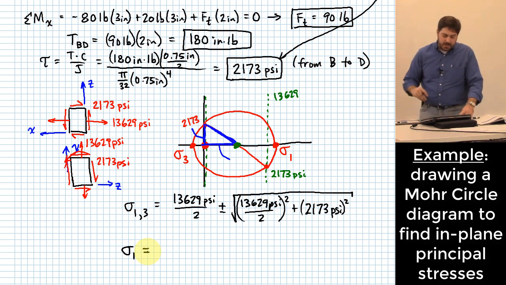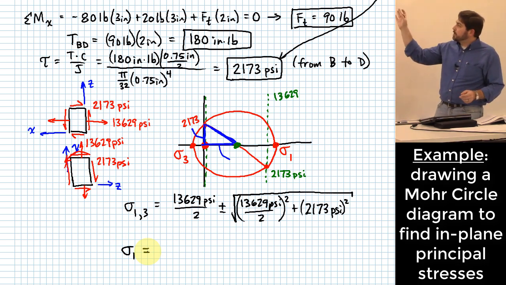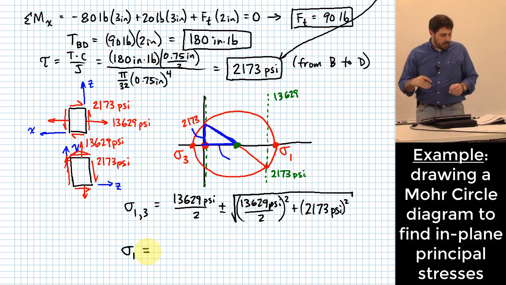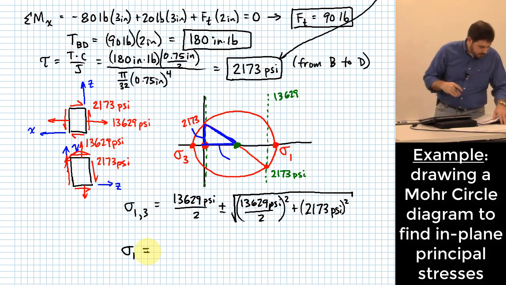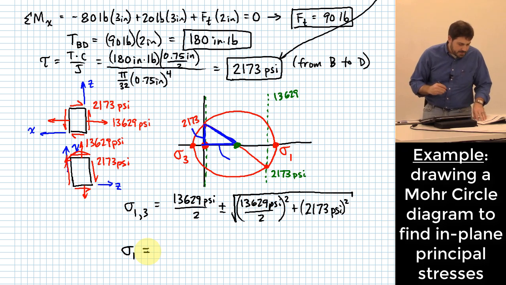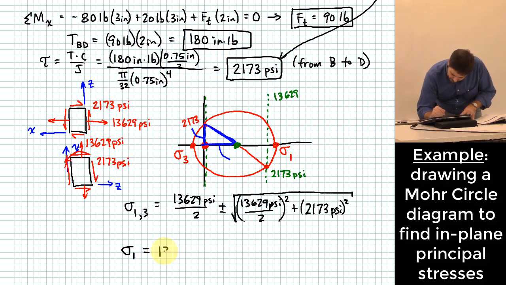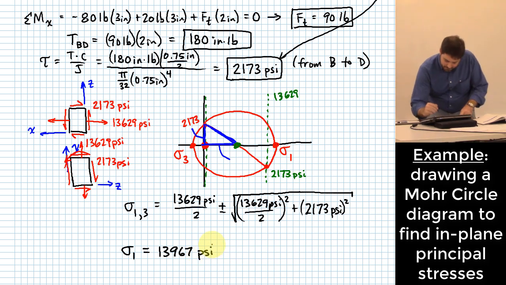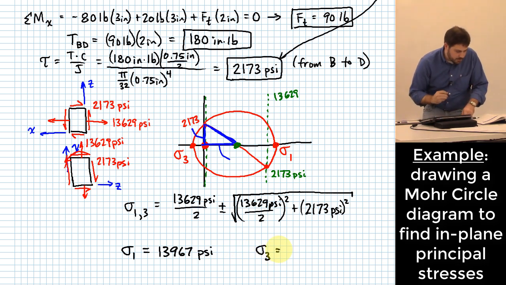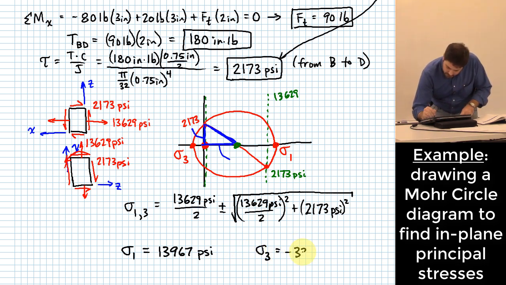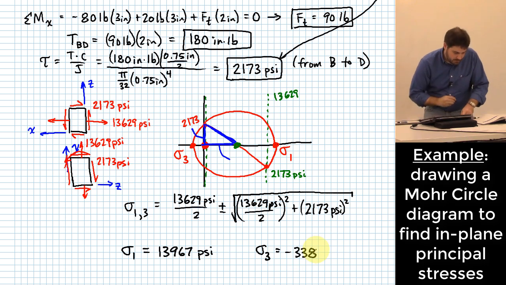What's sigma 1? I tell you what, I'll spare you. I trust that everyone can punch these values in. What it ends up giving me there is 13,967 psi for sigma 1, and sigma 3 is going to be equal to negative 338 psi.